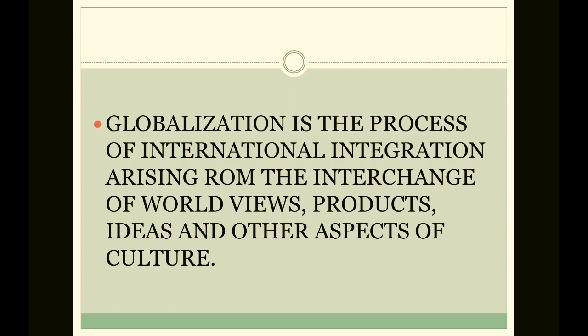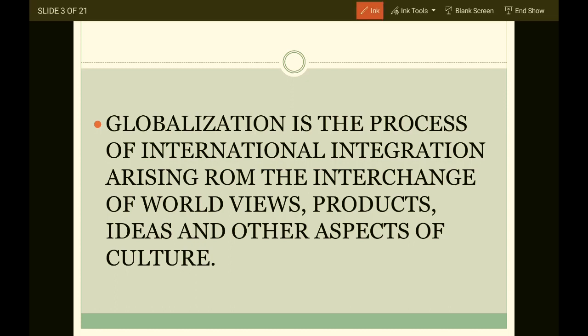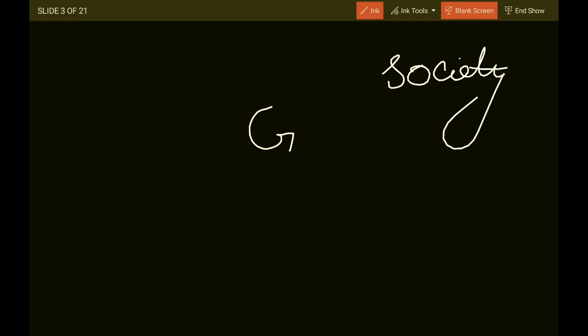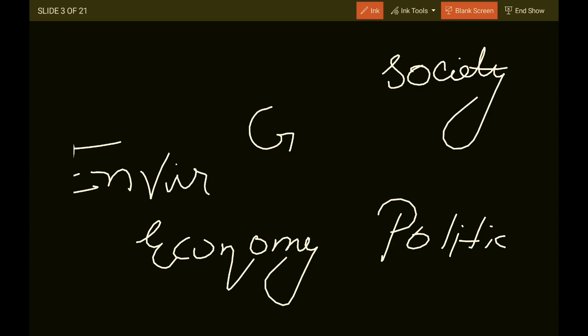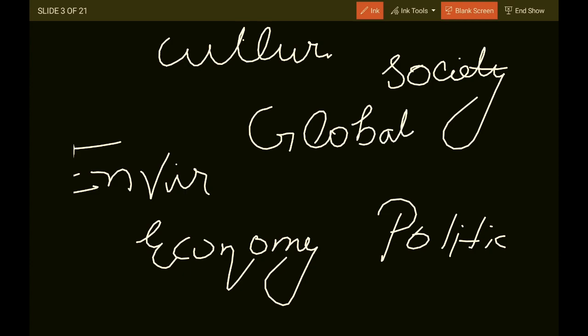Globalization is the process of international integration arising from the exchange of the world's views, products, ideas, and other aspects. See what happens in globalization, I'm telling you. This is globalization: society, politics, economy, environment, and culture. Basically, in globalization there is an exchange of views, ideas, and technology around the globe. What is being exchanged? Culture.